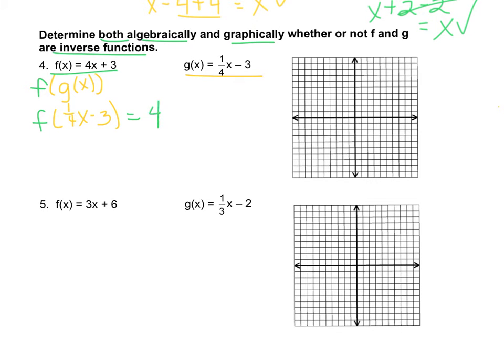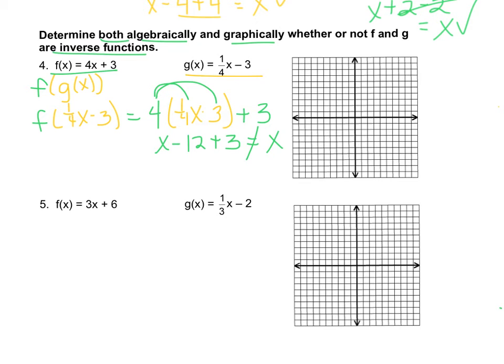So I have 4 in place of x. I'm putting 1/4 x minus 3. And then I have a plus 3. I'm going to distribute. Make sure you distribute. 4 times 1/4 x is just 1x. 4 times a negative 3 is a negative 12 plus 3, which does not equal just x. Now, you could stop here, because if the first one doesn't equal x, then we know that they're not inverses. Now, you could have made a mistake, so you might just double check the other.